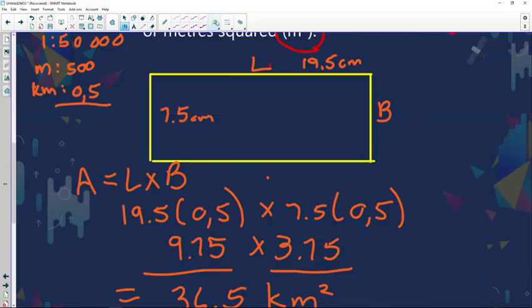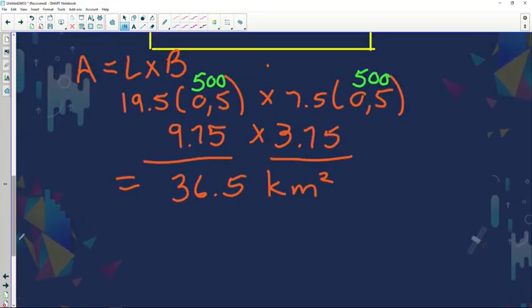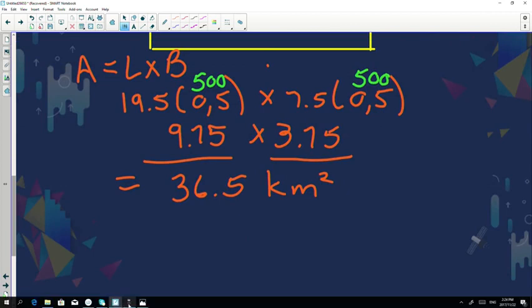If the question stated, calculate the area of this block on the topographical map, but give your answer in square meters, what will change? Just the formula that we use when we measure the length and the breadth. So in this case it will be 500 over there and 500 over there, and eventually our answer will be expressed in meters. So let's just quickly calculate it.